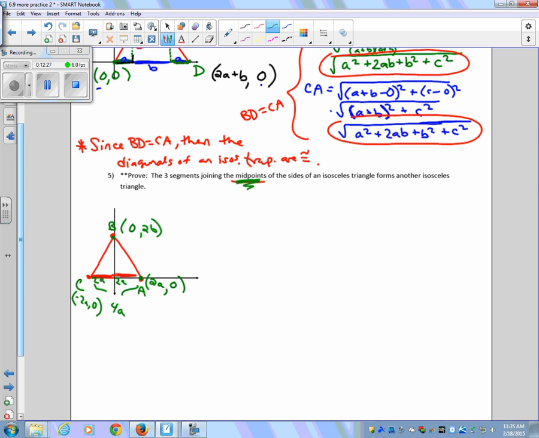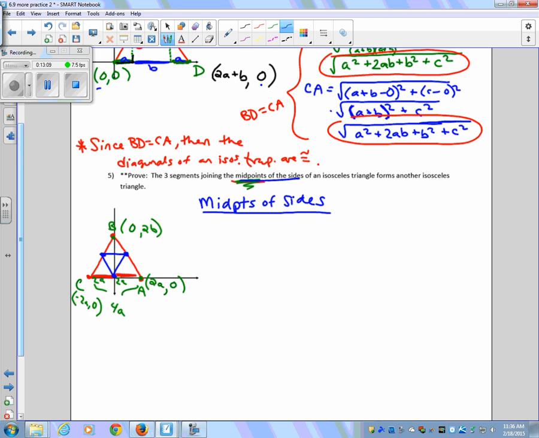Okay, now the three segments joining the midpoints of the sides. So what's the first thing we need to do? What formula should we use first? What do we have to find here? Come on, Sam. Midpoints. We need the midpoints of the three sides. We have to find those using the midpoint formula.